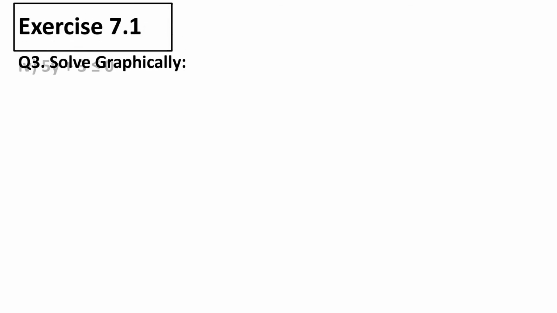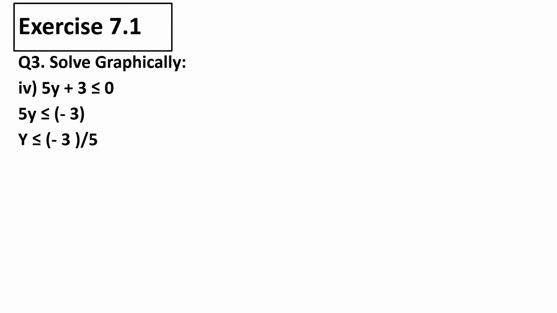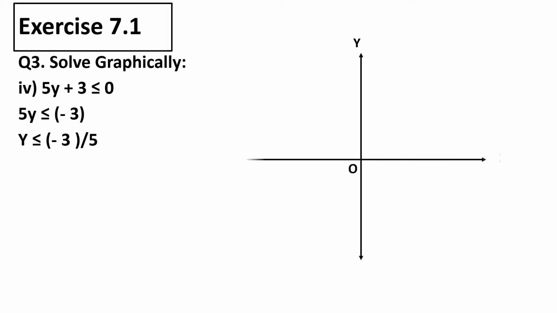Question number 3, fourth problem. Solve graphically 5y plus 3 less than 0. So 5y plus 3 less than or equal to 0. Rearranging the equation, I get 5y less than or equal to minus 3. Therefore, y is less than or equal to minus 3 upon 5. So for drawing the line, I will draw the line at y is equal to minus 3 by 5.